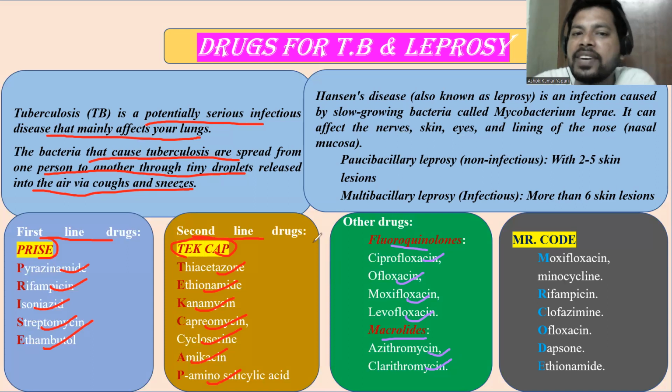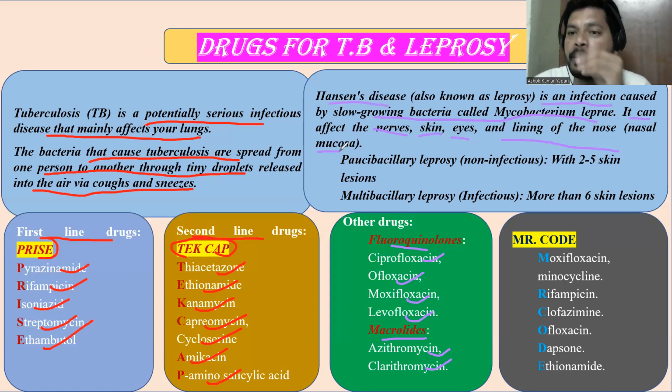And another one is leprosy. Leprosy is also called Hansen's disease, and it is an infection caused by the slow growing bacterium called Mycobacterium leprae. So the same: Mycobacterium tuberculosis for tuberculosis and Mycobacterium leprae for leprosy. It mainly affects the nerves, skin, eyes, lining of the nose, and nasal mucosa also.